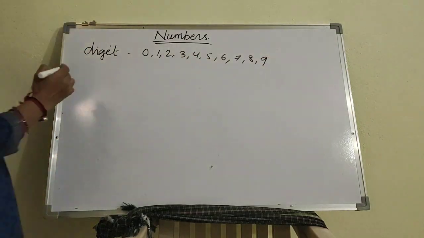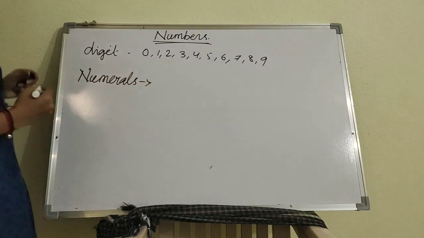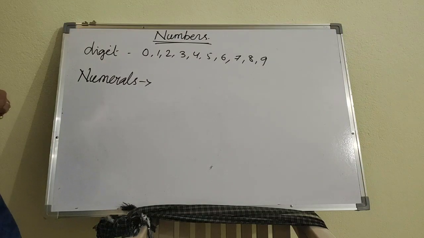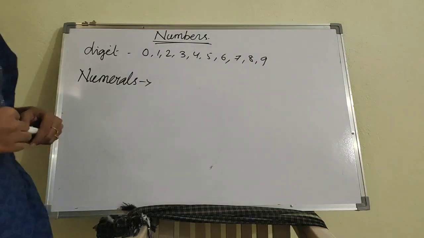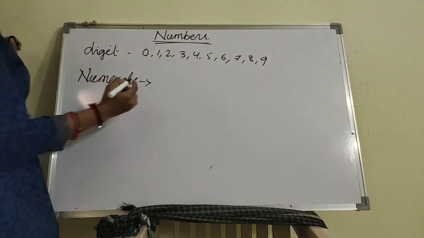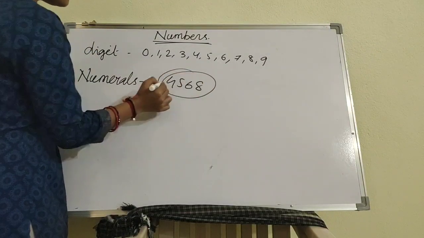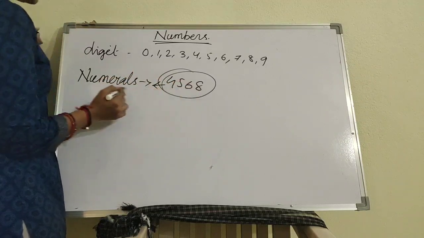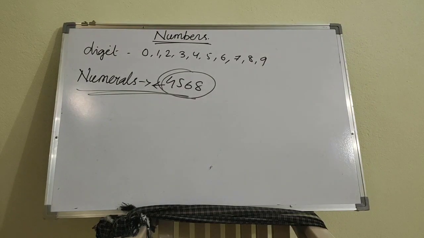Next let me explain what numerals are. Numerals means a group of digits denoting a number, like 4, 5, 6, 8. A group of digits denoting a number. So the number is 4568 and this is called a numeral. A group of digits denoting a number is called a numeral.